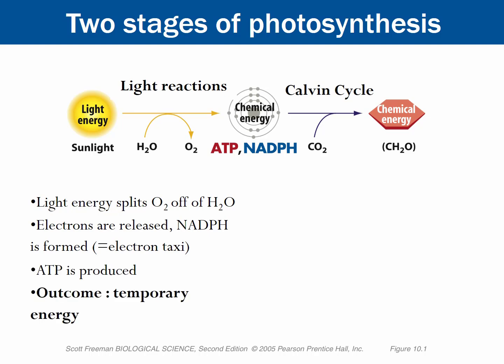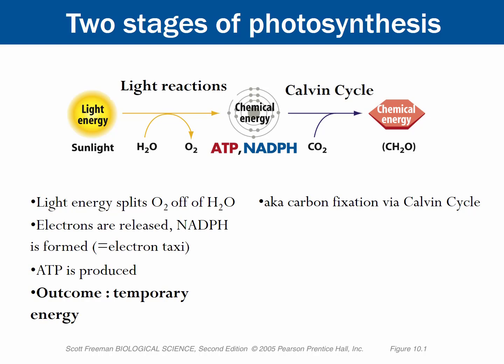Now, in the light reactions, the outcome is going to be temporary energy. Because remember that the cell's not going to store ATP long term. It's too high energy. The whole point of making the ATP, though, is to provide the energy to build the sugar. And the sugar is actually going to get built during the Calvin cycle. And so the Calvin cycle is also referred to as carbon fixation, meaning we're going to fix carbons or link carbons together to build a sugar.